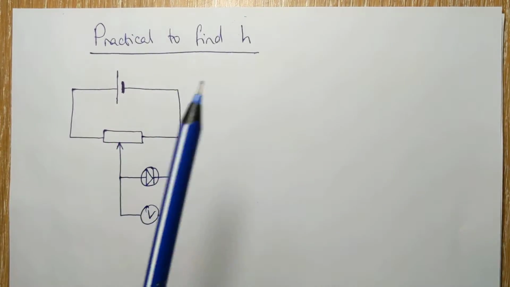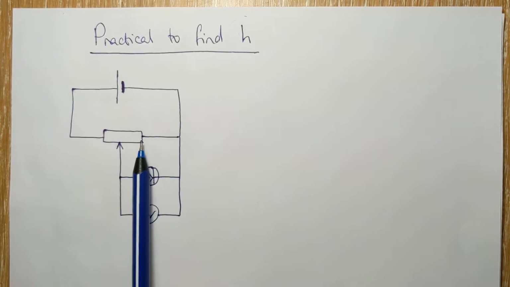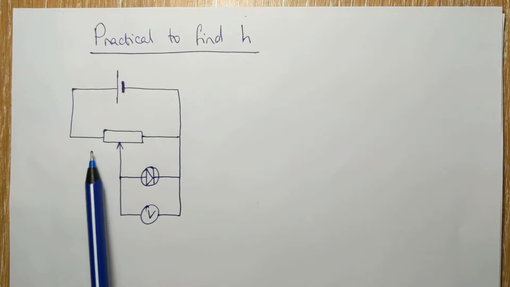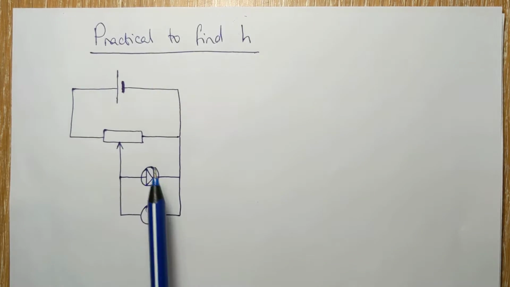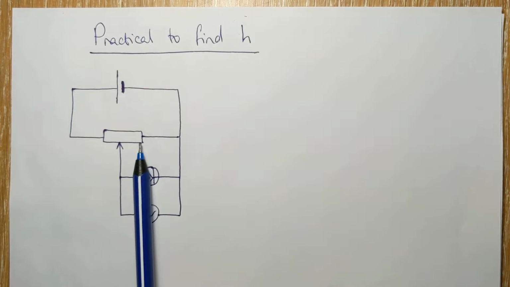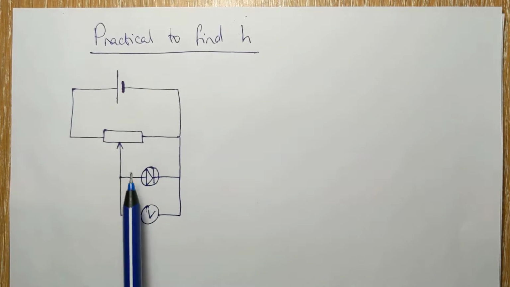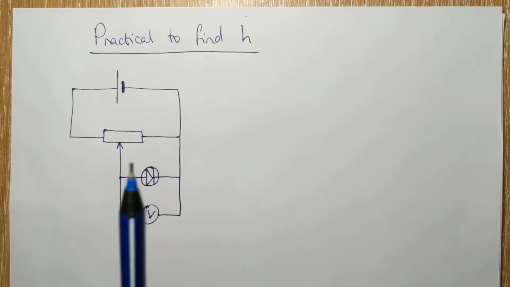Okay, so what we do is we use the potentiometer to vary the potential difference across the LED from 0 upwards. Now, if you're not sure about potentiometers, go back and watch the circuits videos. But we're going to start with the contact at this end so that the PD across the LED is 0. And then we're going to increase the PD until the LED only just lights. Now, obviously, there's a huge amount of uncertainty in this practical, but this is what we do.